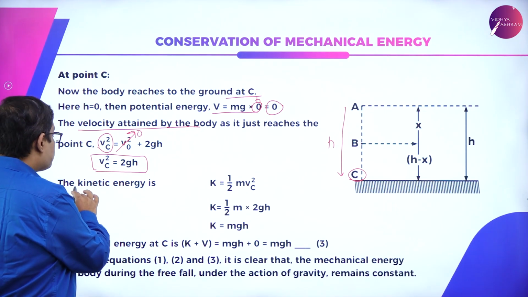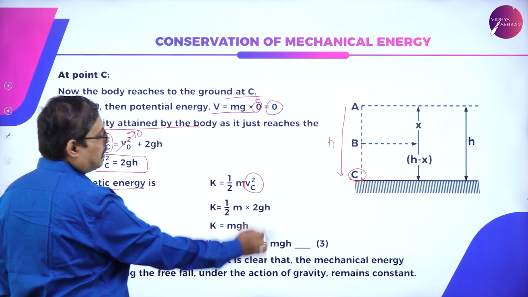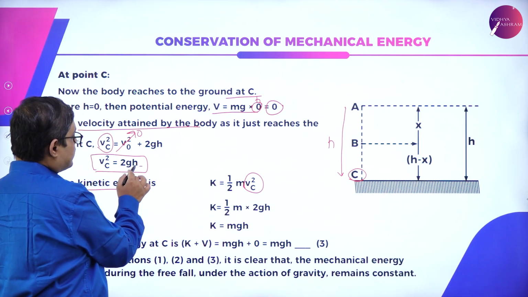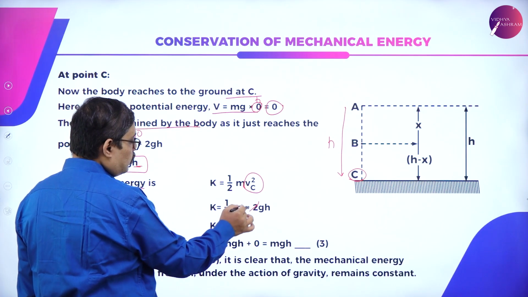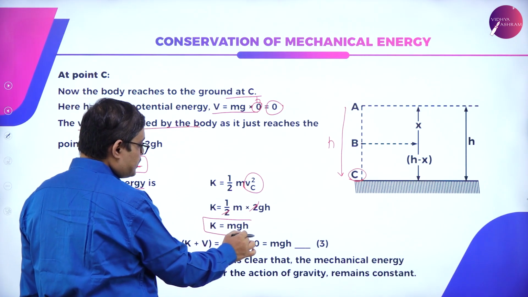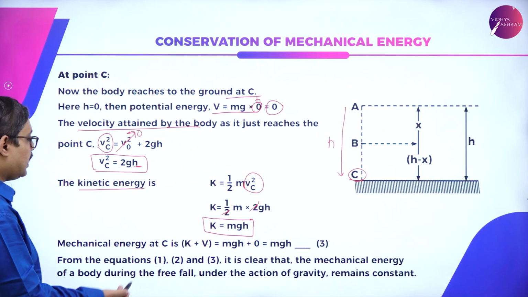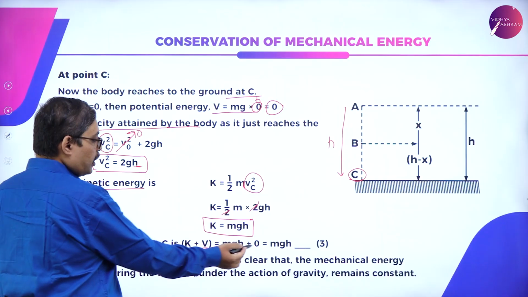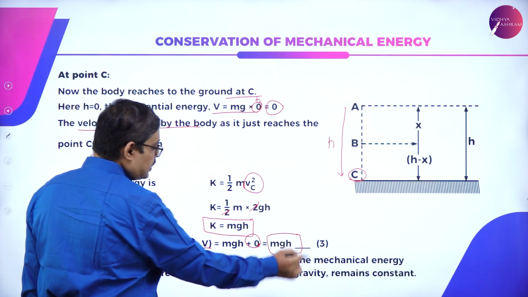What is the expression for kinetic energy? Half mv square. At point C, let the velocity be Vc. So substituting for Vc from this equation, I have half into m into 2gh. 2 and 2 get cancelled. I am left with K is equal to mgh. At point C, the total mechanical energy is potential energy plus kinetic energy. Potential energy is 0, so the total mechanical energy is mgh.